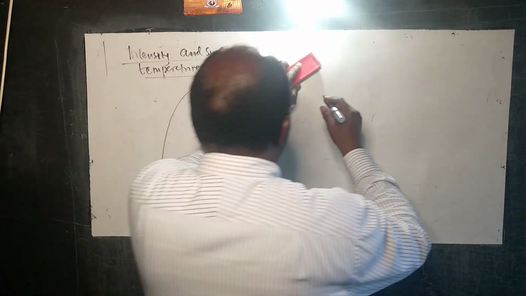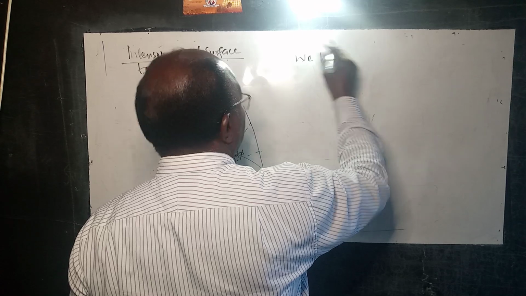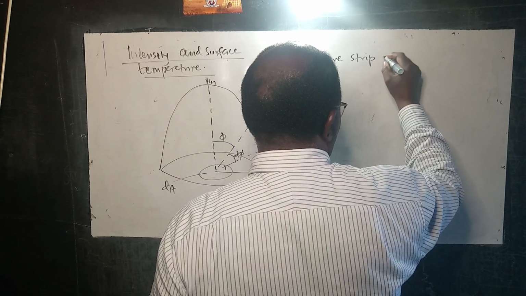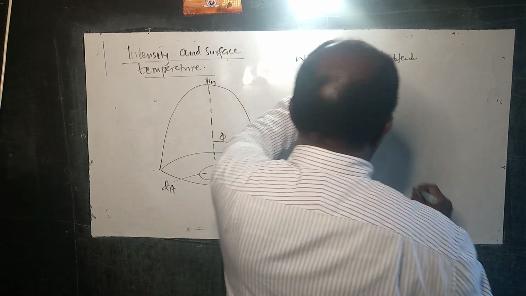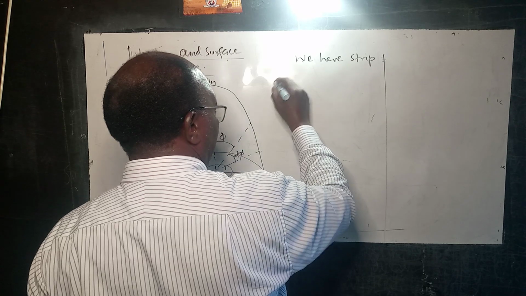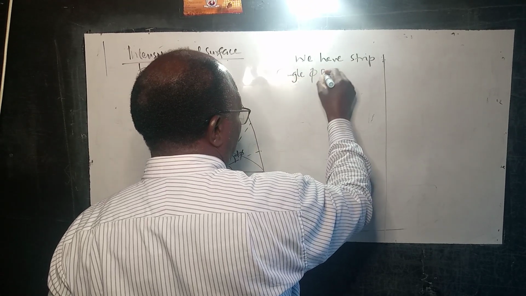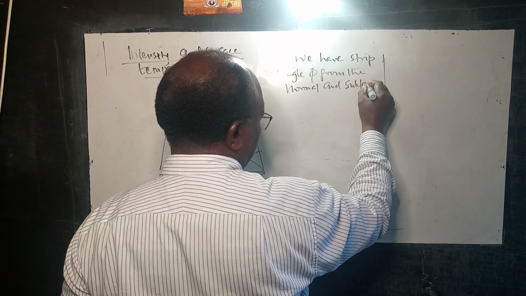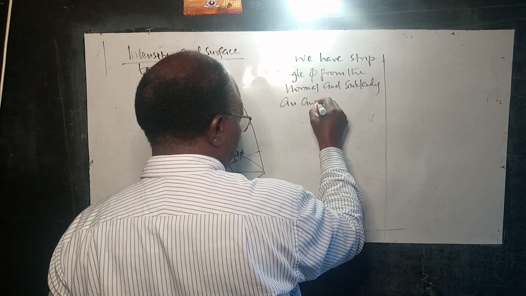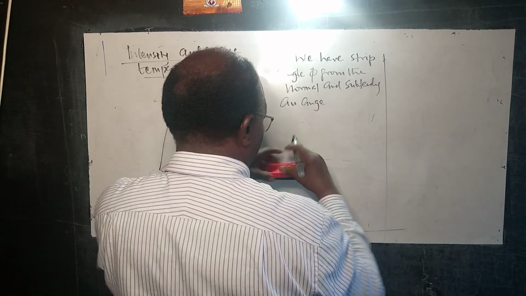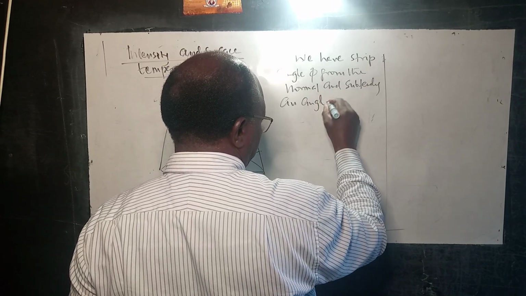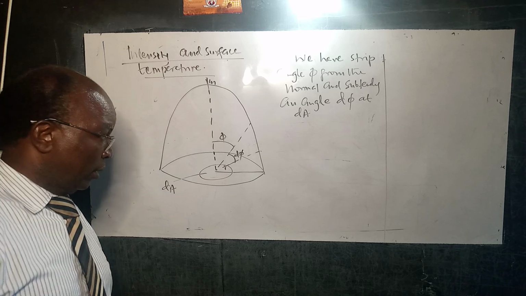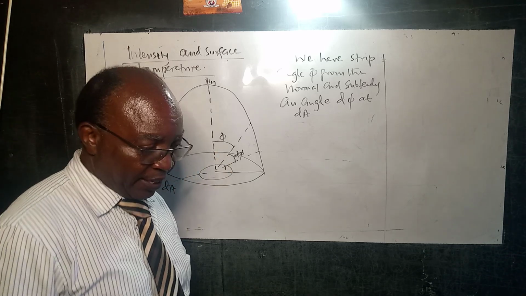So let's just set down something. We're saying that we have a strip at angle phi from the normal and subtending an angle d phi on dA. And that we can illustrate there.